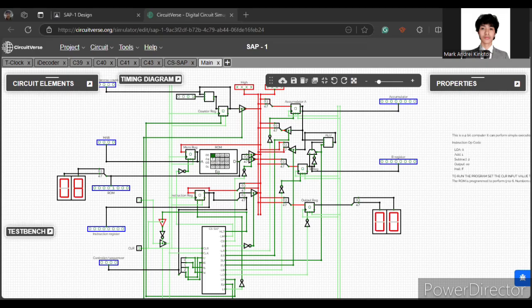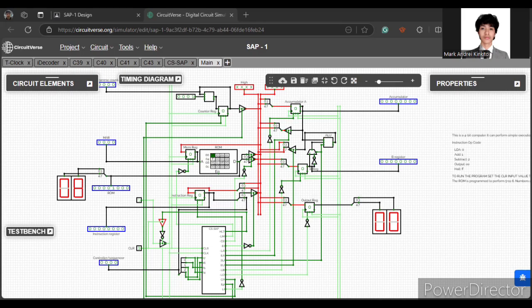So hello everyone. Today I am going to present how a SAP1 circuit works. The SAP1, or Simple As Possible 1, is a fundamental 4-bit computer model designed to introduce basic computer architecture concepts. In this one, we'll explain the main components of the SAP1 first and simulate how it executes the given program. So first is the program counter.